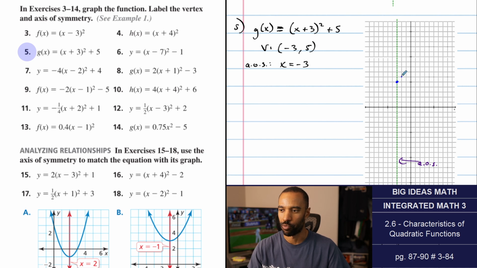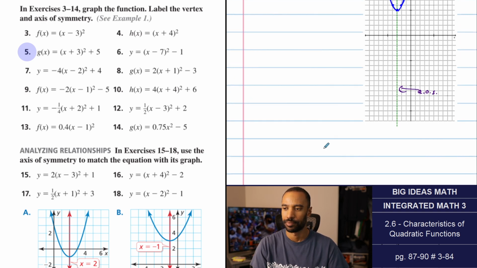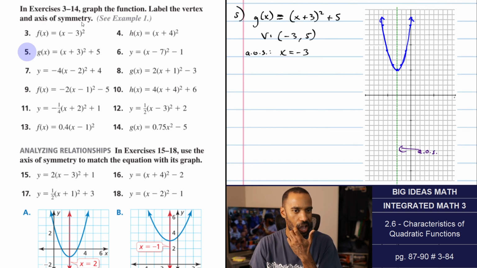Stretch factor still positive 1. 1, 1, reflect, etc. 2, 4, 3, 9. 5 plus 9 is 14, so I go up there, and I can't fit 4, 16 on this particular graph. So I'm just going to plot those ones and sketch that curve. Okay. Let's go to number 6 on the next page.